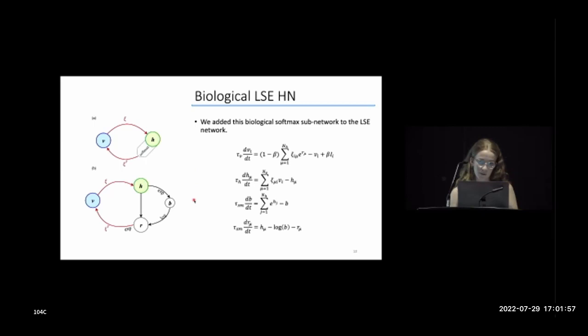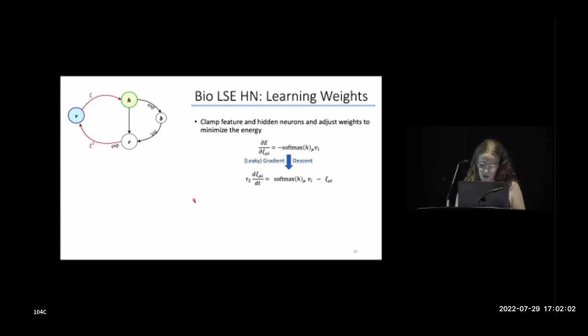And to make it even more biologically realistic, we wanted to learn these weights rather than just storing the targets in there directly and setting them to these values. So to do this, we clamped the feature and hidden neurons to the ideal values, and then looked at how we could adjust the weights to minimize the energy. So basically performing gradient descent and then describing it in continuous time using this equation. We can implement it in our network using e to the r, since that's our way of computing the softmax. And then since v and h are clamped, we can quickly run this sub-softmax network to equilibrium, which then pushes the weights to be learned to the target values.